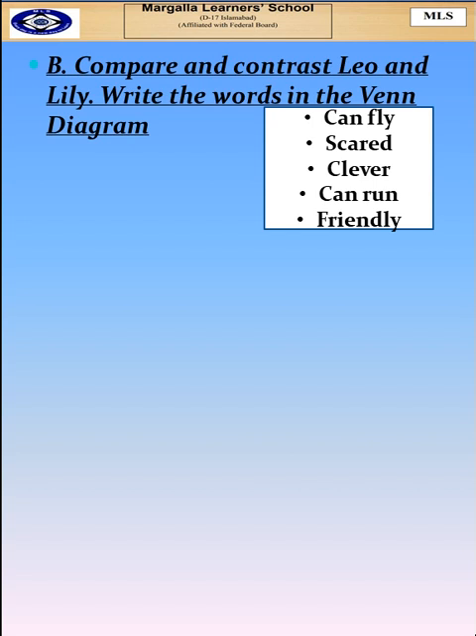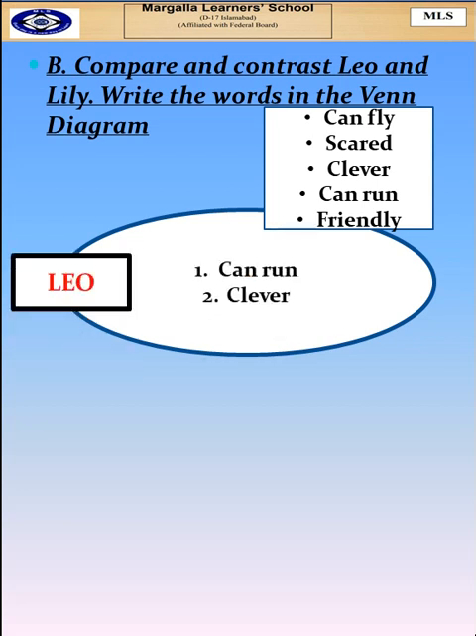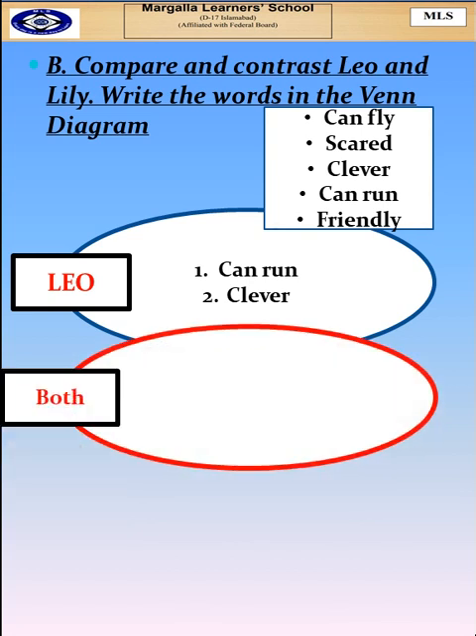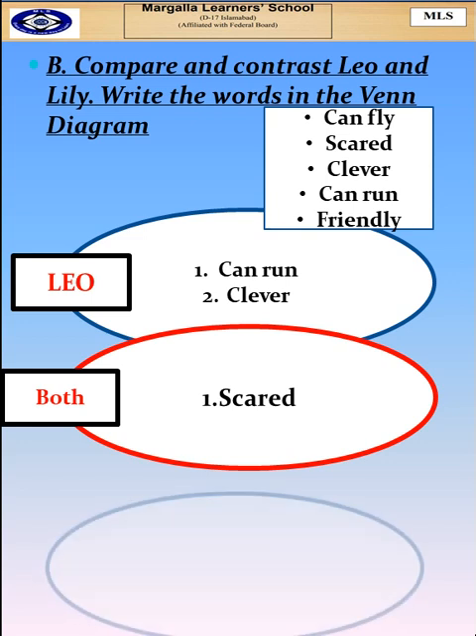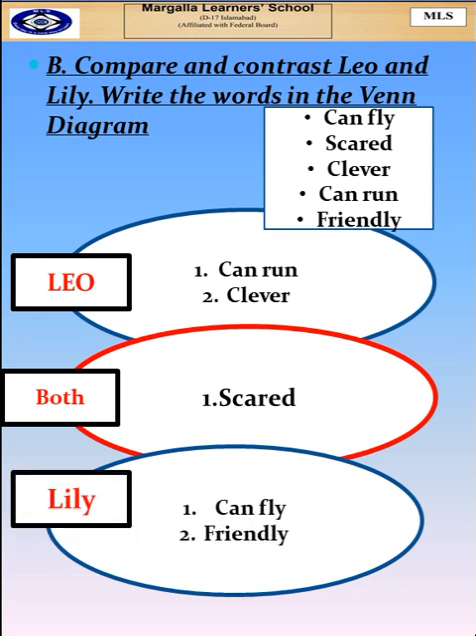I have solved this exercise for you as well. Let us match our answers. Let us see which words belong to Leo. Leo can run and he is clever. Let's see which words are same for both Leo and Lily. They both were scared. Let's see which words are different from Leo and Lily. She is friendly and she can fly.